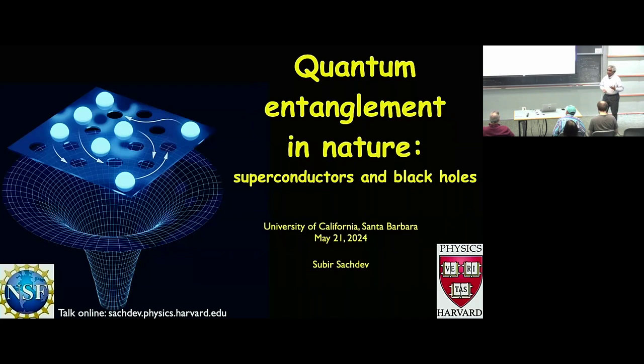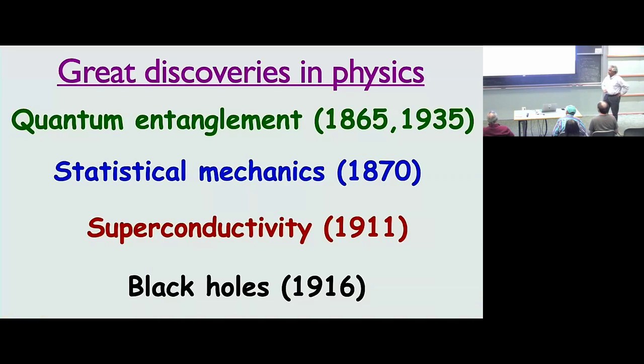So I'm going to try to bring them together in some sort of a historical view of some important discoveries in physics, starting in 1865 on just what is quantum entanglement, and then going on to superconductivity in black holes. And I'll sneak in some recent work towards the end, but most of it will be just a survey of things that at some point or other you may have learned about earlier.